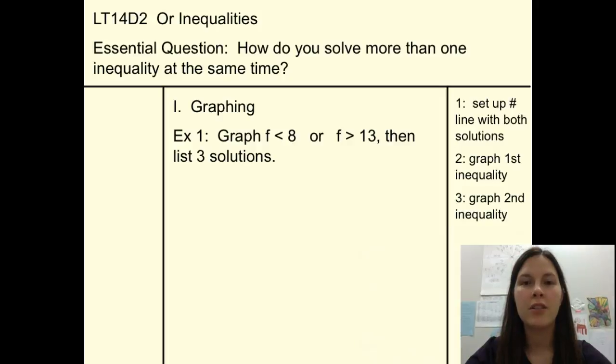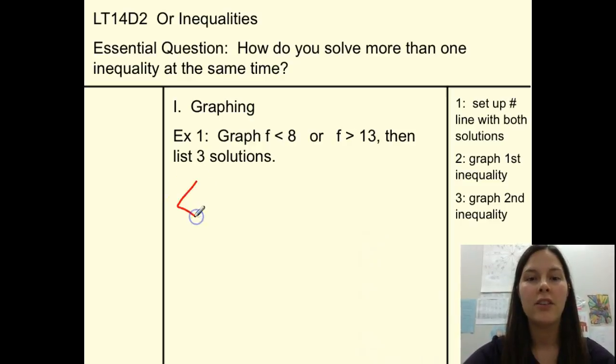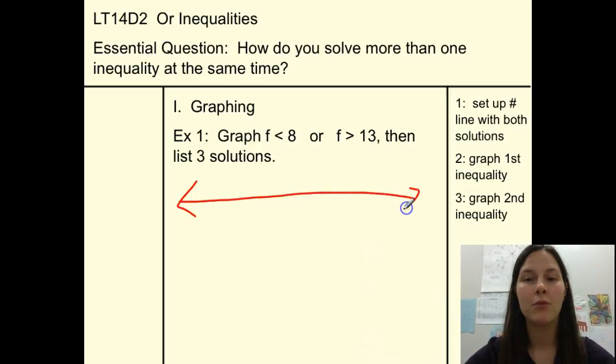In this lesson, we'll learn how to solve and graph or compound inequalities. So again, our essential question is, how do you solve more than one inequality? First, let's take a look at what an or inequality looks like on a graph. Remember, or means one or the other. It does not mean both have to be true. So it is different than an and inequality.